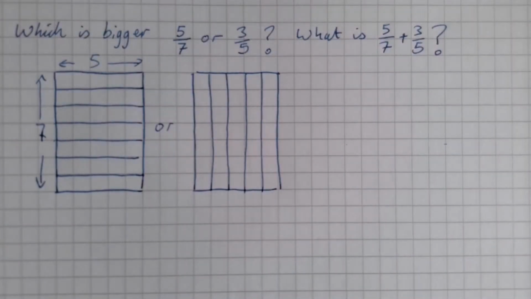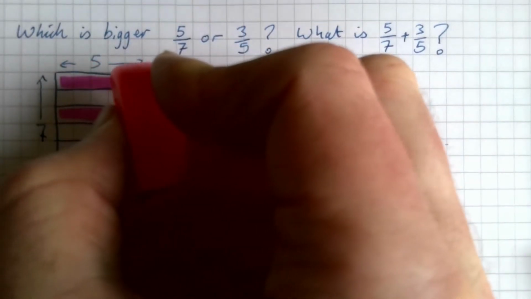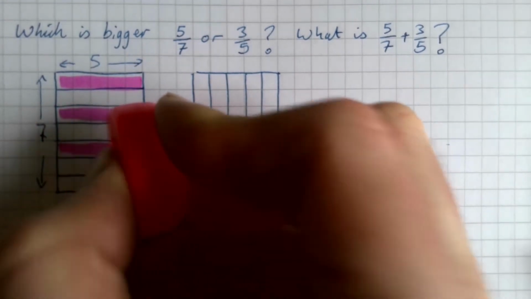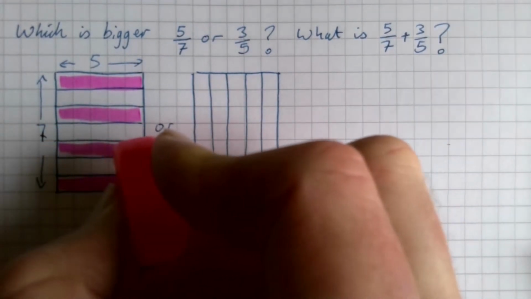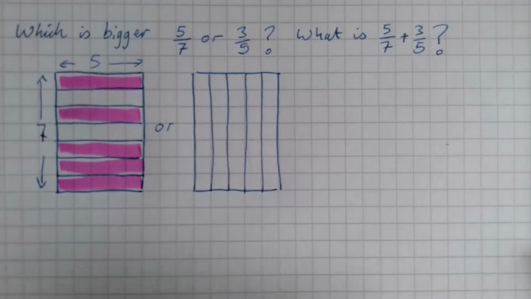That way, and then I'm going to highlight 5/7. So it is 1, 2, 3, 4. Oh, I'm going to have another row, aren't I? 5.